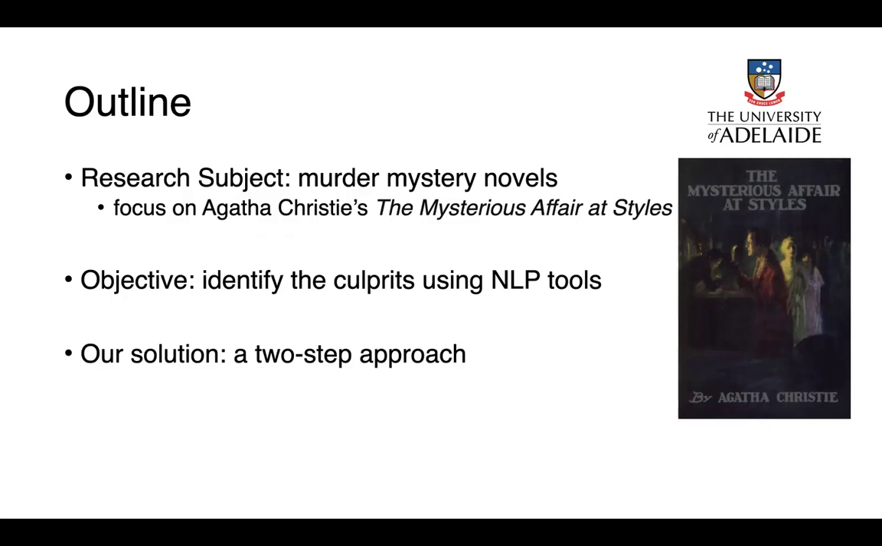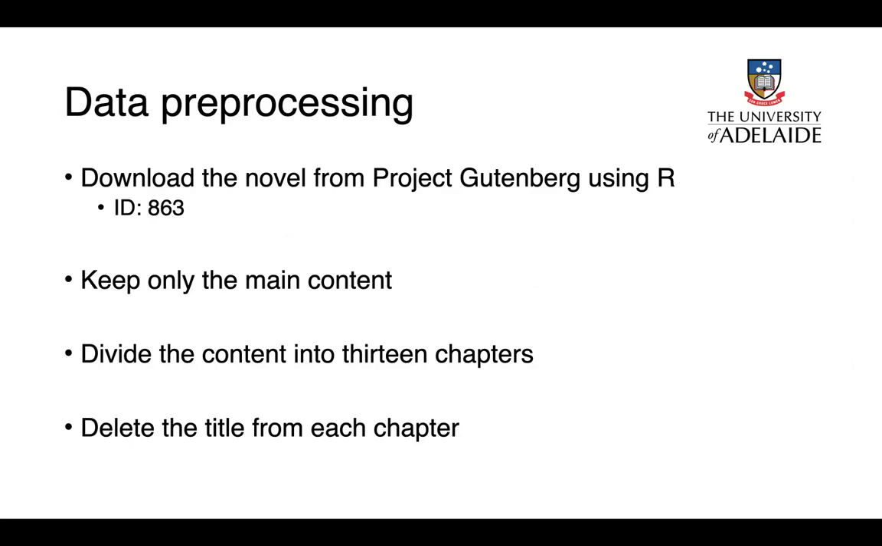We propose a two-step approach as the solution for this task. First, we need to do some data pre-processing. We download the book, The Mysterious Affair at Styles, from Project Gutenberg, and we keep only the main content, which is 13 chapters. We divide the content into chapters and we delete the title from each chapter.